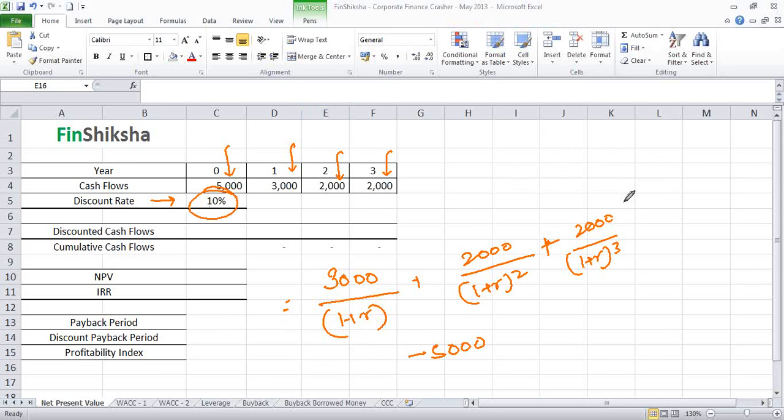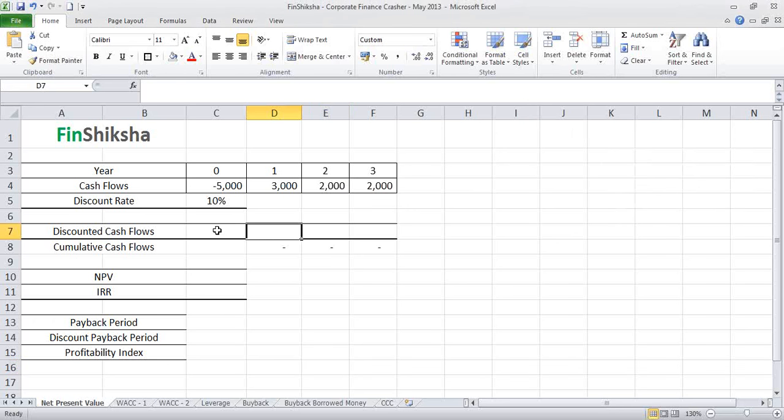What we will do in Excel is put the formula for calculation of the discounted cash flows. I take the cash flow and discount it by 1 plus the rate, which is 10%, to the power of the year. Just to keep the rate fixed, I will freeze the rate and calculate the numbers. The first cash flow gets discounted at 1 plus R to the power 0, which is equal to 1, so the denominator becomes 1. Because this is happening at time 0, it's minus 5,000. The present value of this 3,000 is 2,727. The present value of this 2,000 is 1,653. The present value of this 2,000 is 1,503.